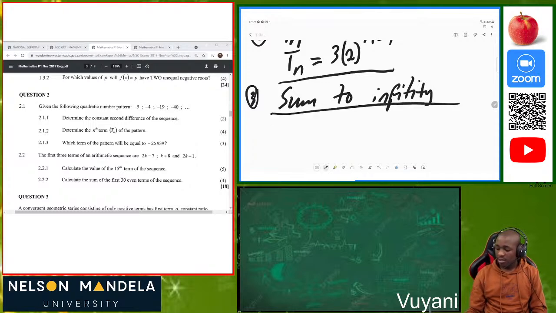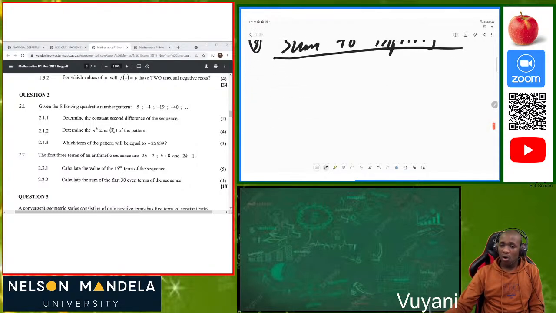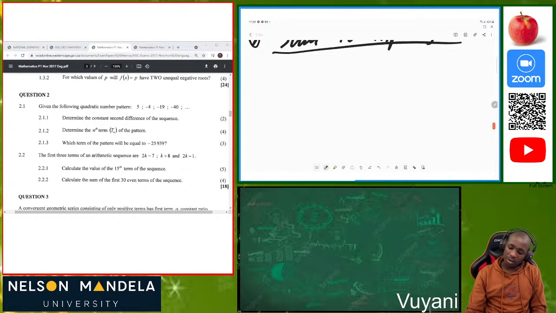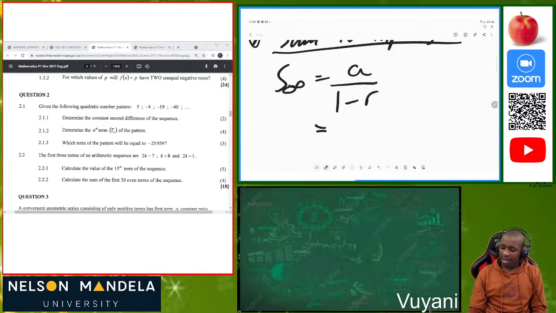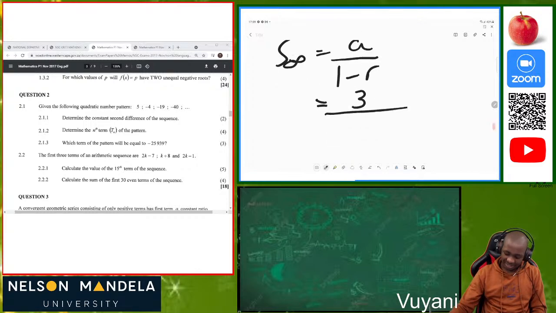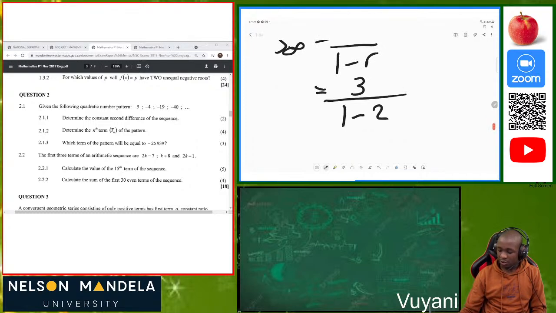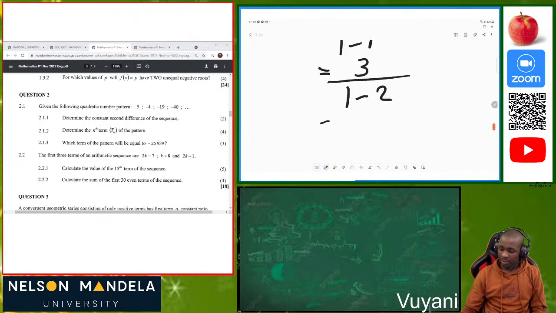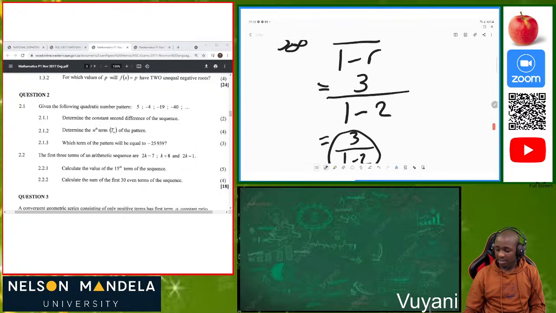They also love to ask this question: calculate the sum to infinity. So the sum to infinity will be equal to a over 1 minus r. What is our a? Our a is 3. What is our r? We calculated it to be 2. Then we end up having 3 divided by 1 minus 2. But I was just making an example. It's not supposed to be negative. The sum to infinity must converge.